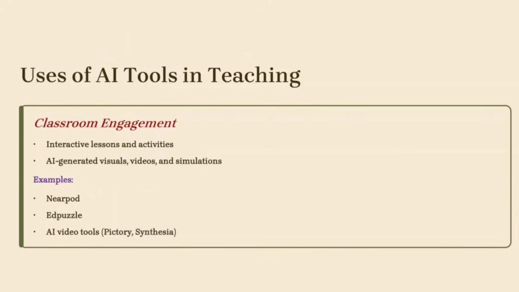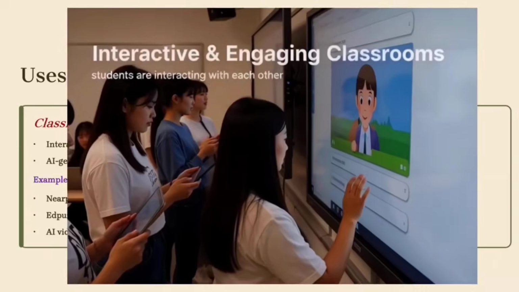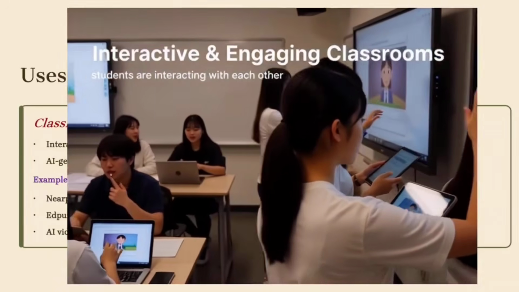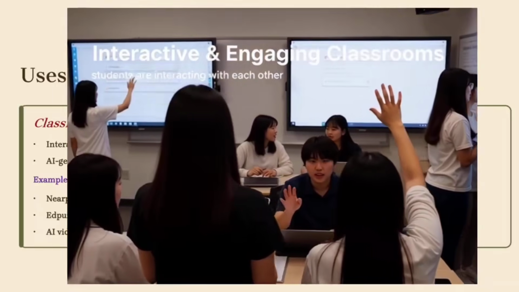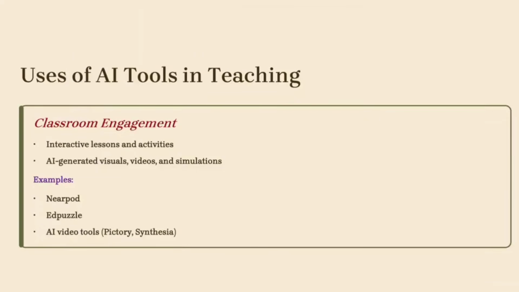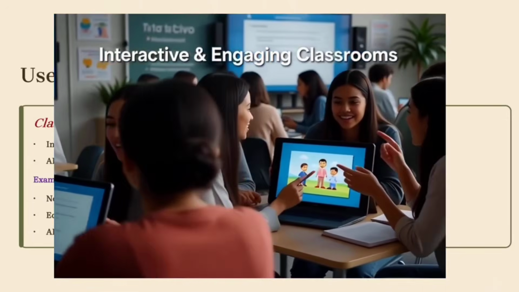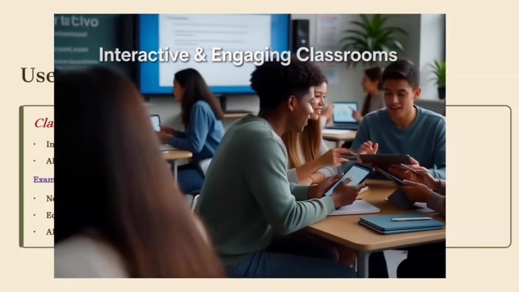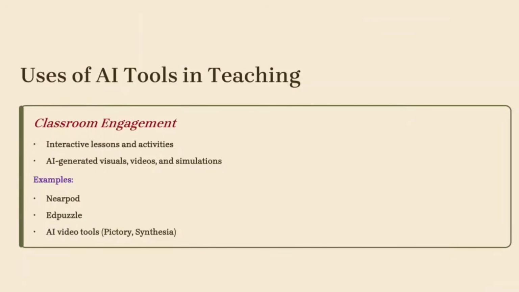The next is classroom engagement using AI. AI makes learning interactive and student centered. Teachers can use AI based quizzes in the classroom, they can make interactive videos, and virtual simulations can be used. Examples like Nearpod allow live quizzes and polls during class. Edpuzzle lets teachers embed questions inside videos. As a result, students become active participants, not passive listeners.